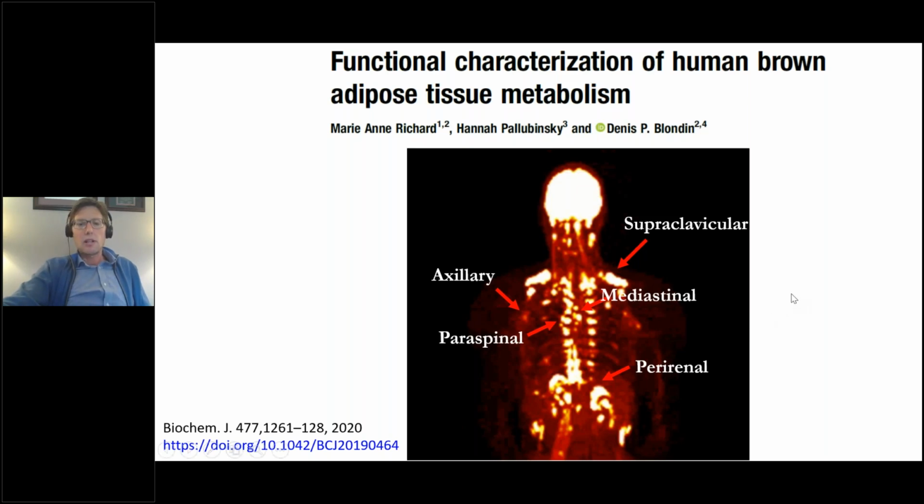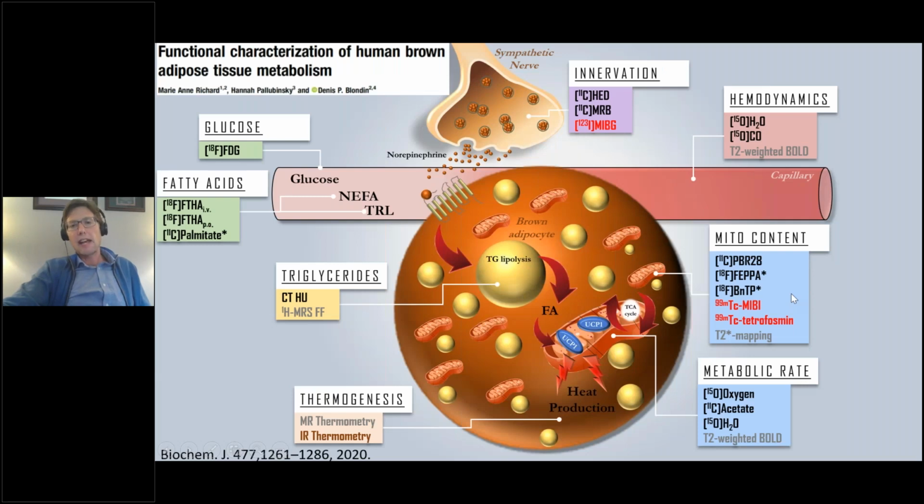They also discuss different methodologies which can be used to measure brown fat activity using different radio tracers within humans to assess, depending on what you're interested in, different aspects of brown adipose tissue metabolism. And they provide detailed explanations for how these different tracers may be utilized, for example, to measure innervation processes, hemodynamic changes, mitochondrial content, metabolic rate, for instance, using the acetate, water, oxygen probes, or whether the triglyceride lipolysis may be measured using MRS or MRI technologies.